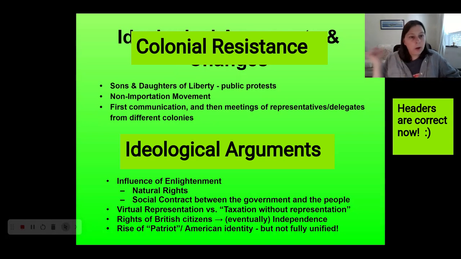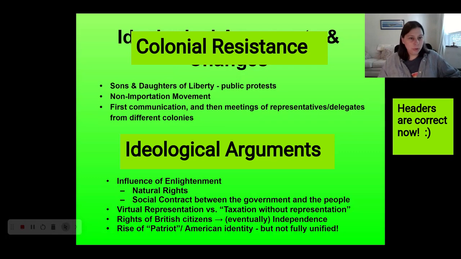and saying, hey, here's what's going on in Massachusetts. What are you doing about this in New York, et cetera, right? So there's correspondence back and forth between the colonies. And then eventually, of course, we're going to get meetings, what we call continental congresses, the first and the second Continental Congress. So there's some examples of colonial resistance up at the top.